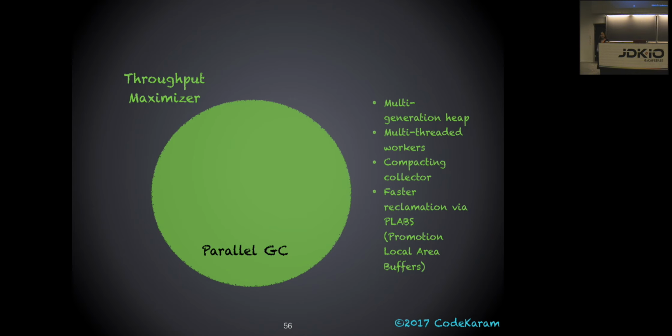So let's look at Parallel GC. So Parallel GC is what I call the throughput maximizer. It has multi-generational heap. It has multi-threaded workers, which do work stealing and handle work queues. It's a compacting collector, which means the old generation is compacted in a monolithic fashion. It has faster reclamation via PLABs, and then, of course, it has TLABs. All of them have TLABs. And PLABs are promotion local area buffers. Just like your TLABs, you have promotion local area buffers for your old generation as well.